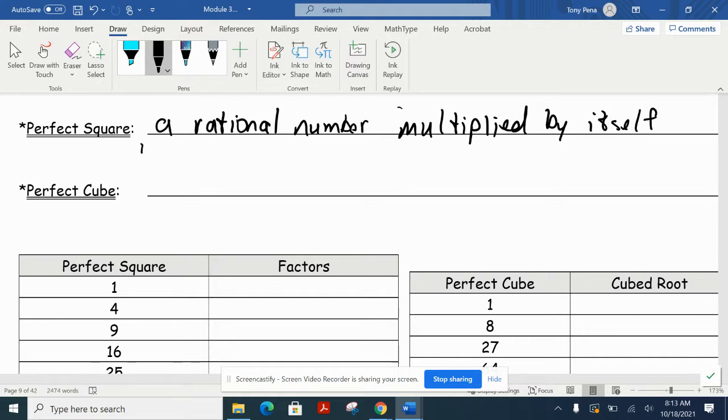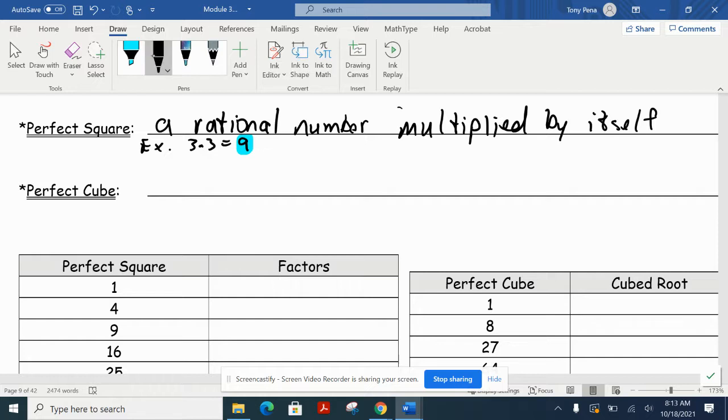All right, so an example, simple little example. If I said 3 times 3 is 9, the 9 is the perfect square because that's a rational number, 3, that got multiplied by itself. It gave us a 9. So 9 is what we would call a perfect square. Okay.